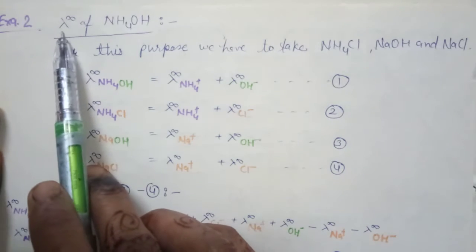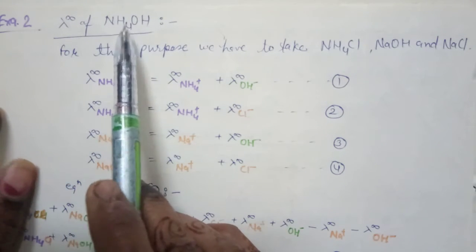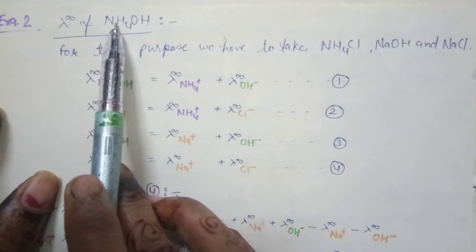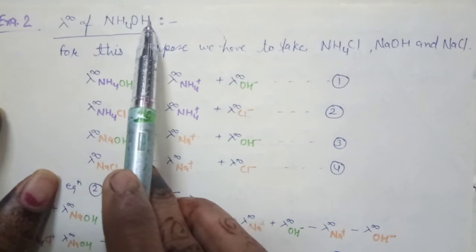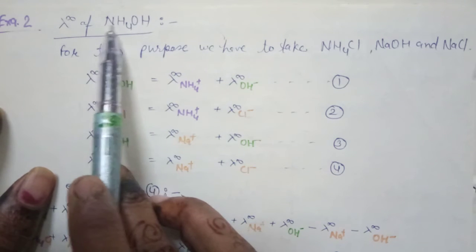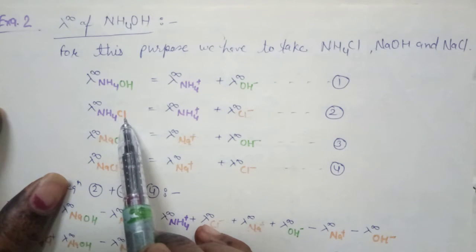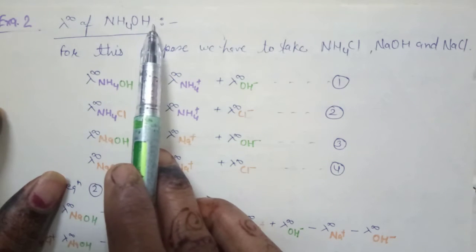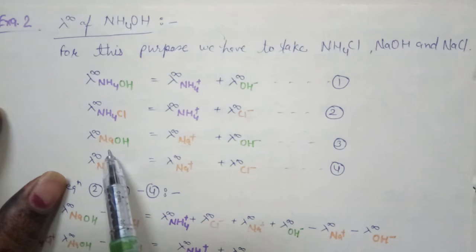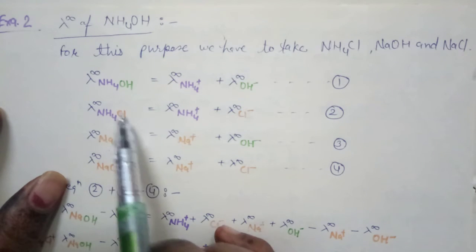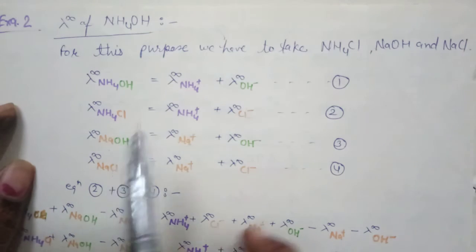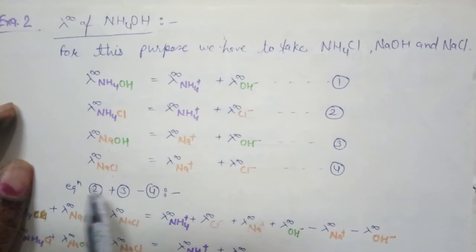Okay, let's see the second example: the lambda infinity of NH4OH. Here there are two ions, NH4 plus ion and OH minus ion. With NH4 plus I have attached Cl, with OH minus I have attached Na, giving NH4Cl and NaOH, and the third one is NaCl. So according to Kohlrausch law, 4 equations are obtained.